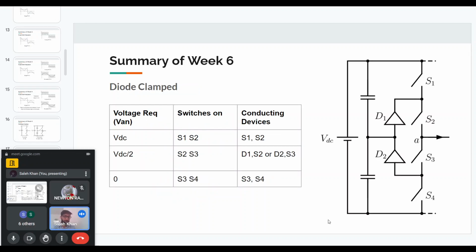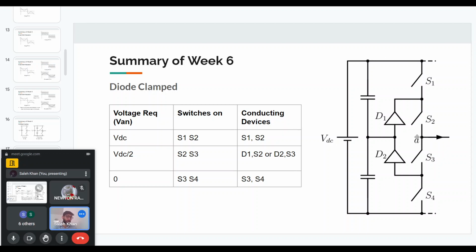The first way we build a multi-level converter is the diode clamped converter. In this case, for example, we have 4 switches in one leg, connected back to back, or in series. Then we have 2 diodes that are connected to the midpoint of the capacitors, as well as to the midpoint of the top switches and the bottom switches. So if we require VDC at the output, we will turn on S1 and S2. And you can see the point A will come to the top of the bus.